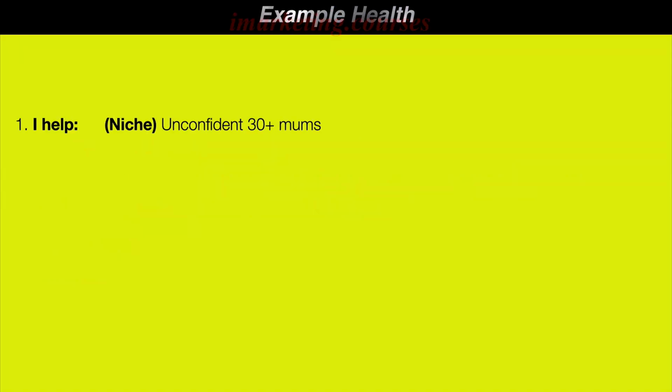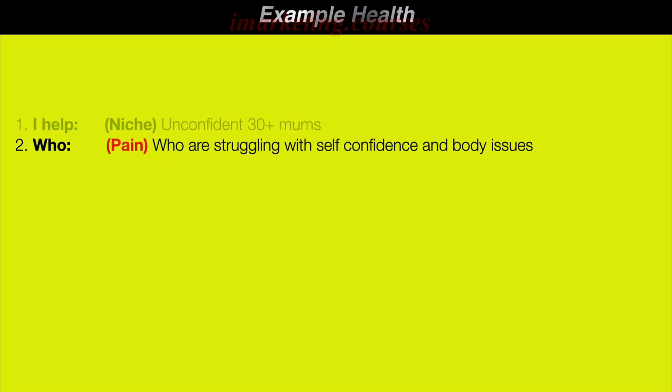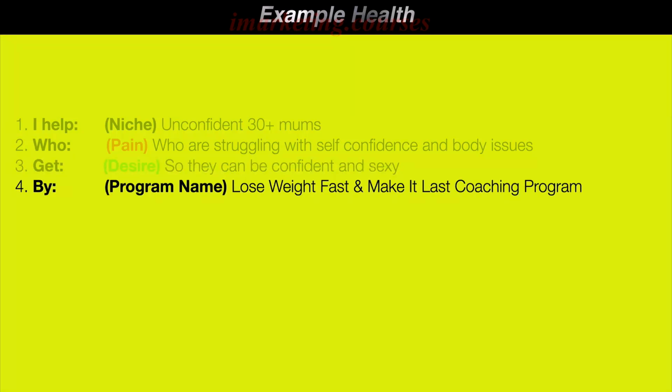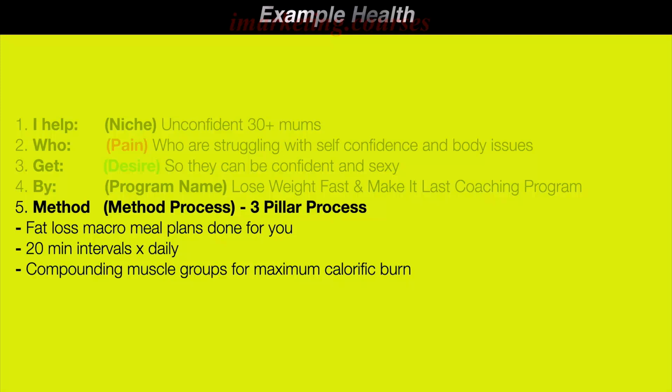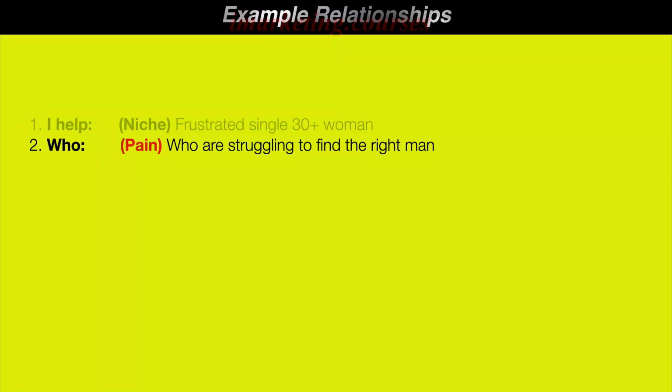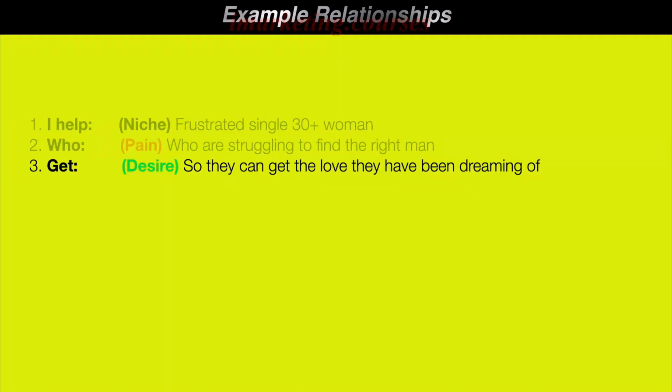I help niche unconfident 30 plus mums who are struggling with self-confidence and body issues so they can be confident and sexy. Lose weight fast and make it last coaching program. 3 pillars: fat loss macro meal plans done for you, 20-minute intervals times daily, compounding muscle groups for maximum calorific burn. Simple.